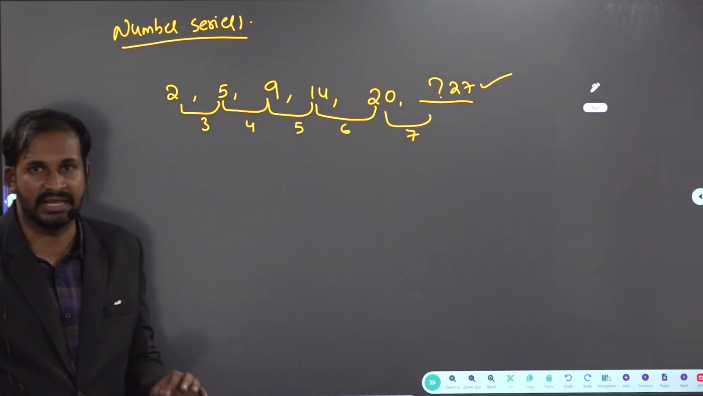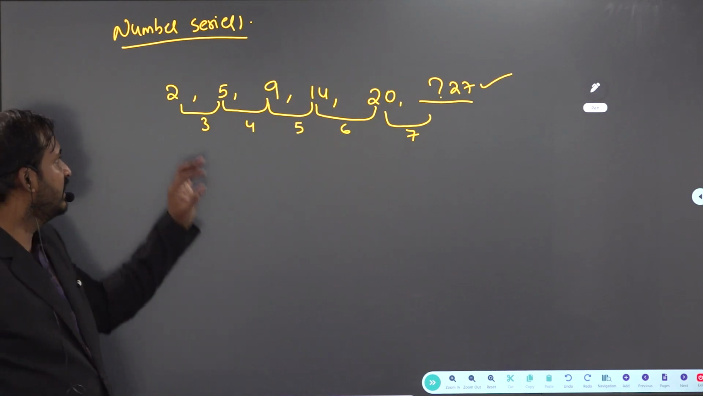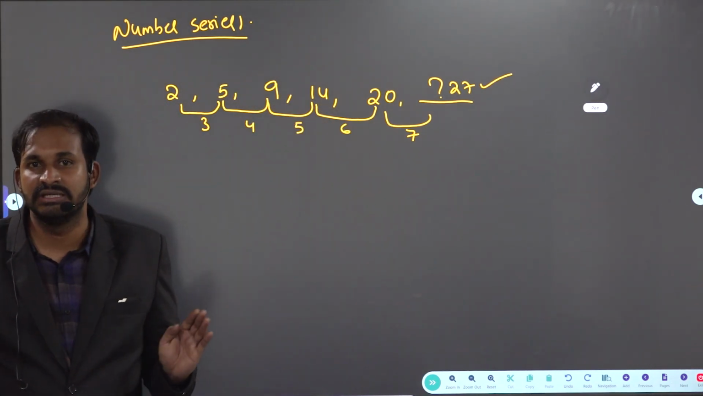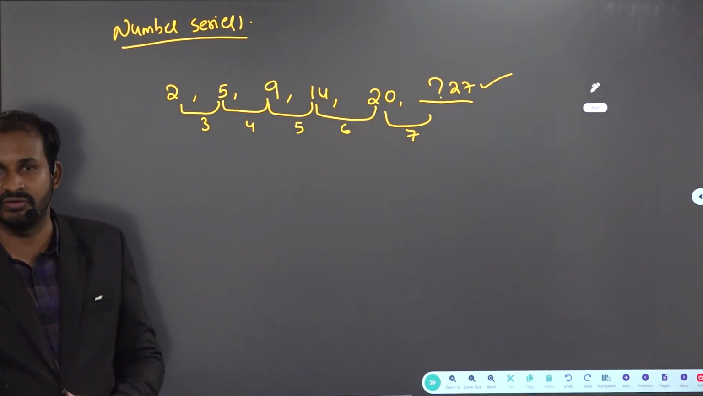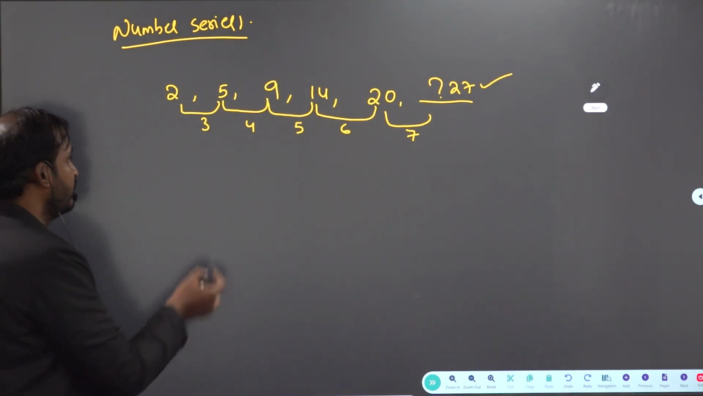Sir, whether they will ask this type? No, I am not telling like that. The way how you should approach the question I am teaching you. If the difference is small, that means if the series is progressing slowly, you should write the differences. Then easily you will get the logic what they have used there. Okay. Or else if there is a series, something like this.